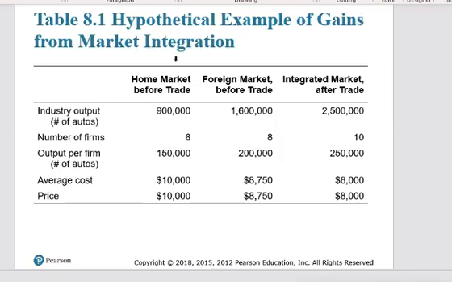The home market size is 900,000. The foreign market size is 1.6 million. The integrated market size is 2.5 million. And the number of firms operating after integration with the whole world market is 10. Each firm's output is higher than before. The cost is lower, the price is lower, so it's good for the consumer. Firms become more efficient. Let's go to the math.